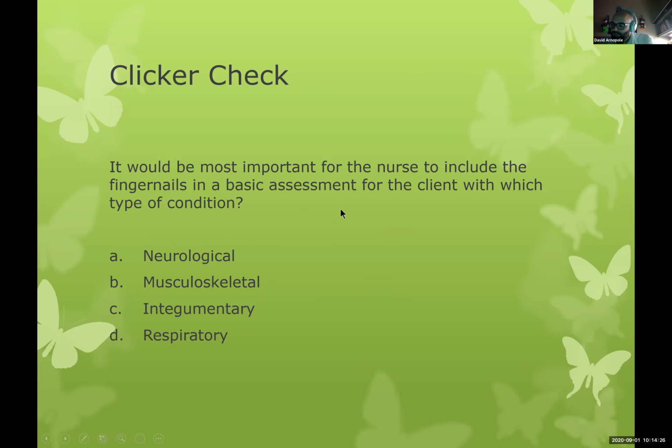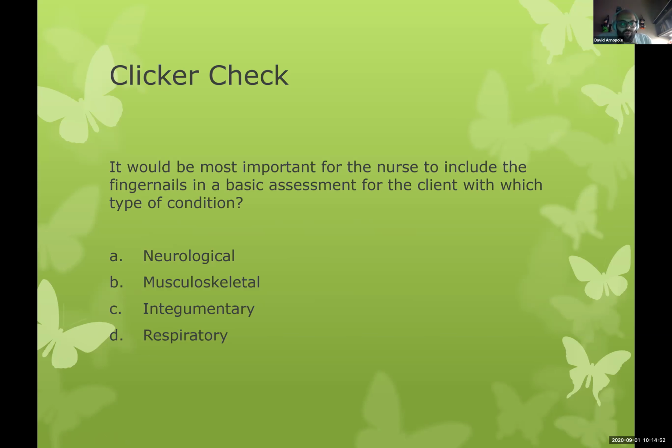Okay. Oh, okay, we can do some questions. It would be most important for the nurse to include the fingernails in a basic assessment for a client with which type of condition? I see a lot of C's. I see a D. Okay, I see a lot of C's and D's, which we're going through.